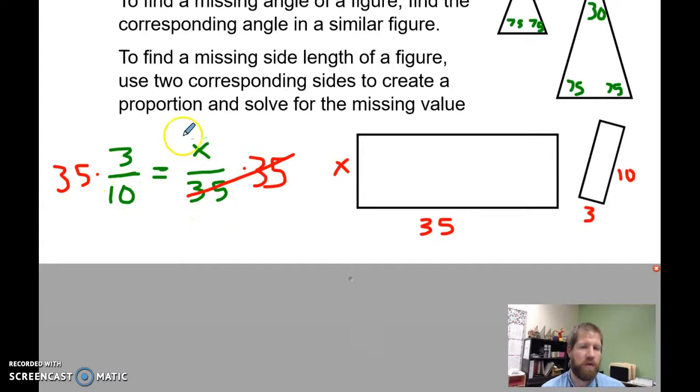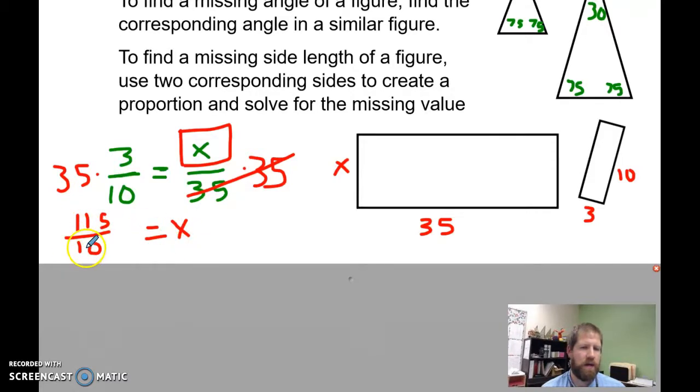Remember, this only works if you have your variable in the numerator. That's the only way you can skip the step of moving the 10 over and then moving the 10 back. So 35 times 3: 3 times 30 would be 90, 3 times 5 is 15, so 105. We get 105 over 10 is equal to x.